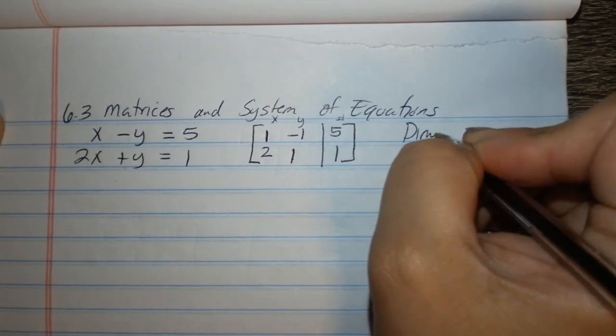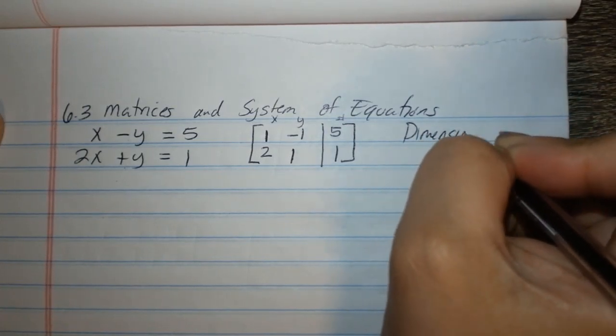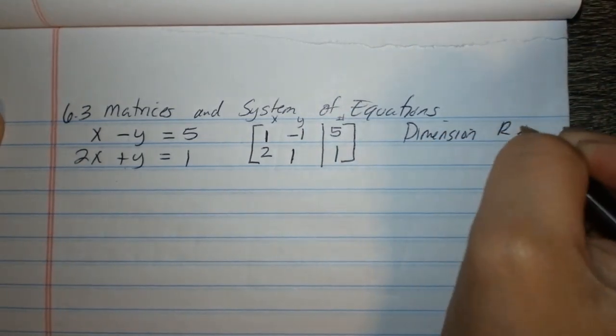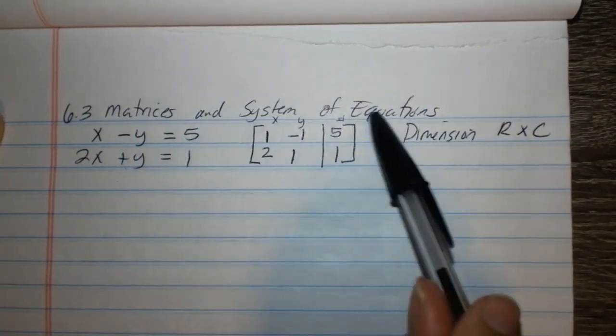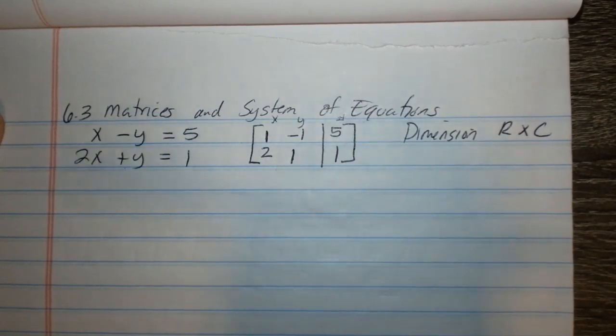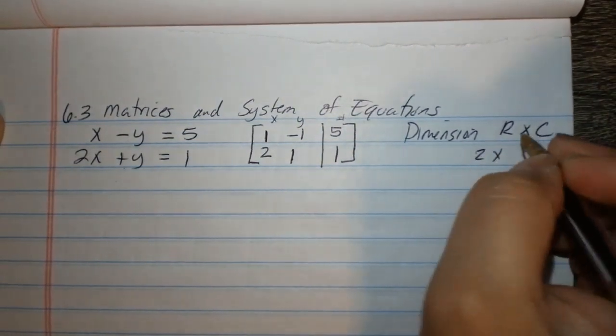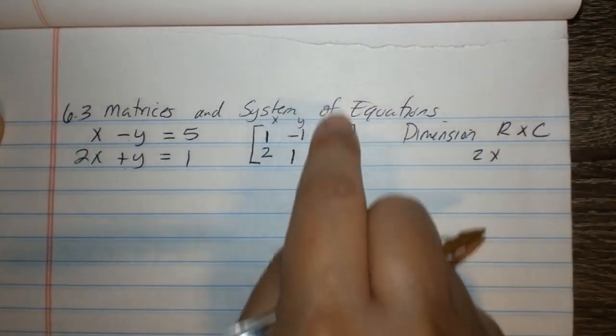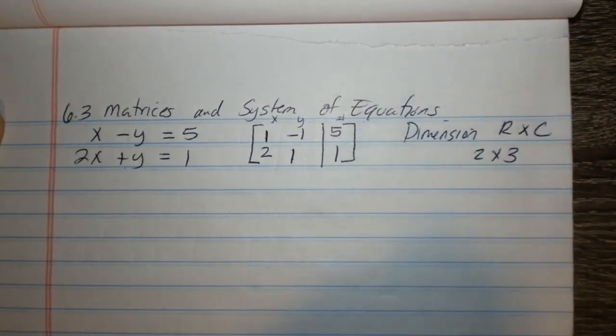The dimension of a matrix is always going to be rows by columns. Rows go sideways, columns go up and down. So how many rows do you see here? 2. And how many columns? 1, 2, 3. So this is a 2 by 3.